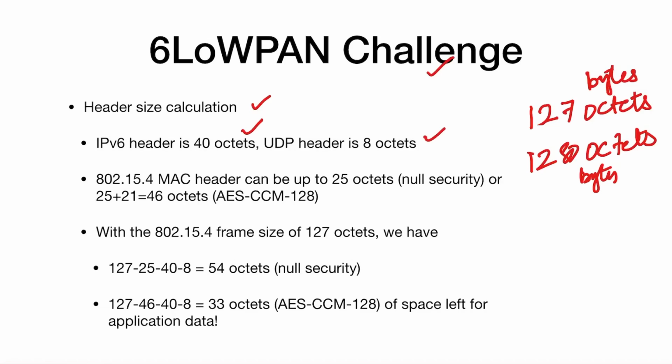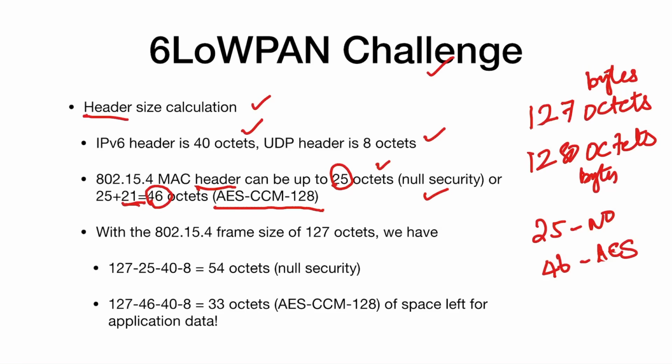UDP header is 8 bytes. UDP header is needed. The 802.15.4 MAC header can be up to 25 octets. This is the medium access control header. Please remember we are considering only the header, not the main packets. This header is 25 octets without any security, or 25 plus 21, where 21 will be for security. Totally 46 bytes for AES CCM 128-bit encryption. So we need 25 octets for no security and 46 octets for 128-bit AES encryption.